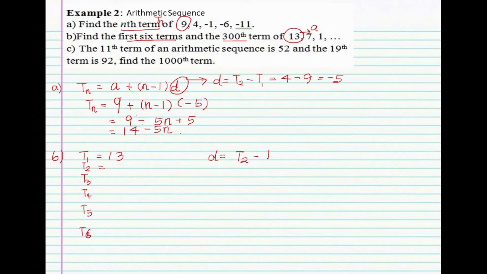Second term minus first term: 7 minus 13 is -6. So instead of using the formula for all 6 terms, we can just minus 6 from the previous term. For example, here if I do 13 minus 6, I will get 7. To get the third term, I just simply minus 6 here. 7 minus 6 is 1.